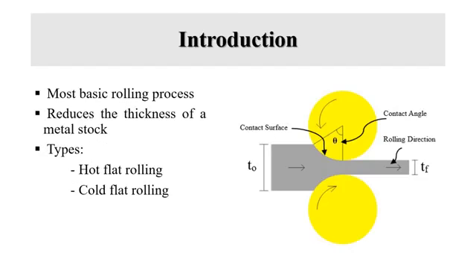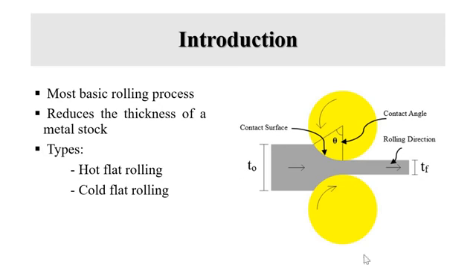So, what is flat rolling? Flat rolling is one of the basic rolling processes out there. It reduces the thickness from an initial to a final thickness. We have two types: hot flat rolling and cold flat rolling. They both depend on the recrystallization temperature. If the working temperature is higher than the recrystallization temperature, then it's considered hot flat rolling, and if it's lower, then it's considered cold flat rolling.